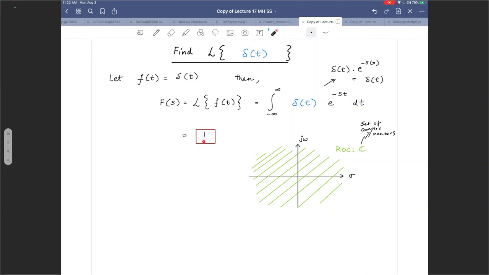And this is independent of s actually, right? There's no denominator, there's no pole, which means that it will converge for all s. So the region of convergence is the set of all complex numbers. It will converge everywhere.